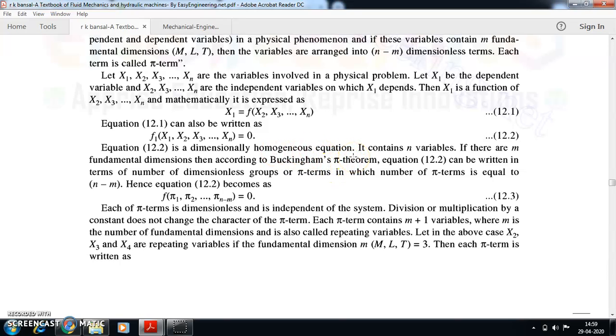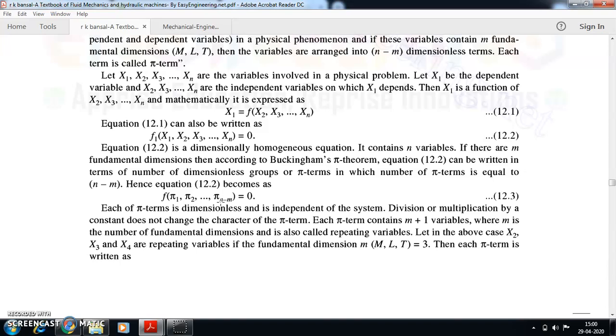To check homogeneity, we have seen it in the previous example before the Rayleigh theorem. That's how we check the homogeneity, where the powers of the fundamental dimensions have to be equated. So if this is a homogeneous equation, it contains n variables, from 1 to n. If there are m fundamental dimensions, according to Buckingham theorem, you will have dimensionless terms, that is pi terms, equal to n minus m: pi 1, pi 2, pi 3, pi 4, going on till pi n minus m. So the number of dimensionless terms will be n minus m.